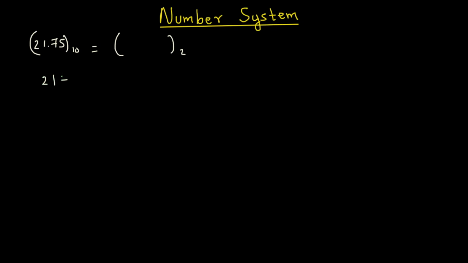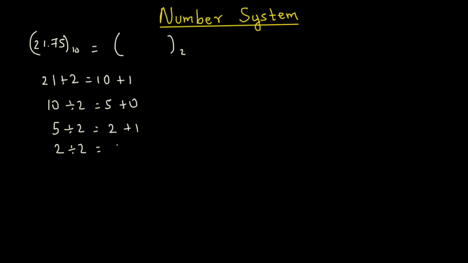So 21 divided by 2 is 10, with a remainder of 1. Then 10 divided by 2 is 5, there's no remainder, so this is 0. Then 5 divided by 2 is 2, with a remainder of 1. Then 2 divided by 2 is 1, with no remainder, so 0. Then 1 divided by 2 is 0, with a remainder of 1. Then we go from bottom to top, which is 10101.